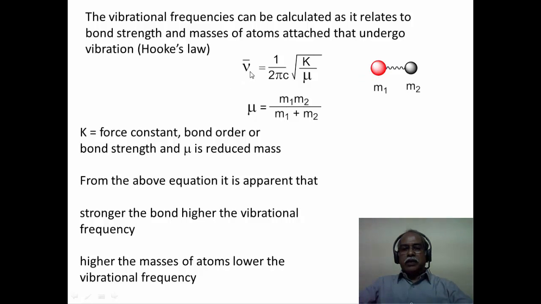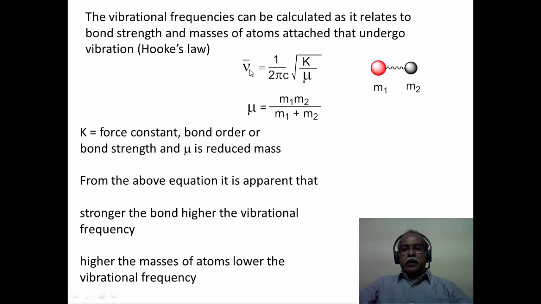Hooke's law relates the frequency or the wave number of vibration to 2 parameters. It is directly proportional to the square root of k, where k is a force constant, which can for all practical purposes be considered as bond order or bond strength, and inversely proportional to the square root of mu, which is the reduced mass, essentially corresponding to the 2 masses m1 and m2. If they are connected together, then mu is equal to m1 m2 divided by m1 plus m2. From the above equation, it is apparent that the stronger the bond strength, the higher the vibrational frequency will be. In other words, this is directly related.